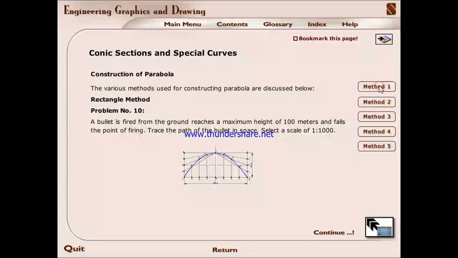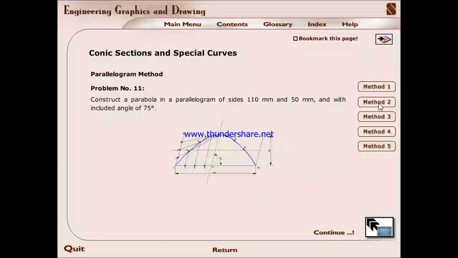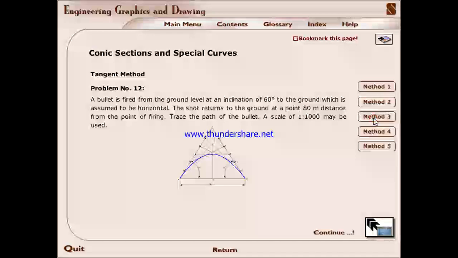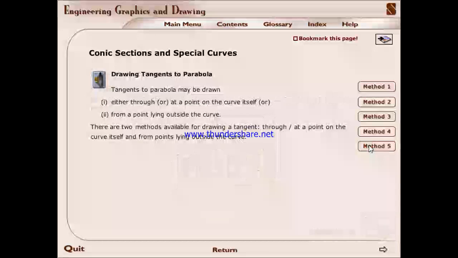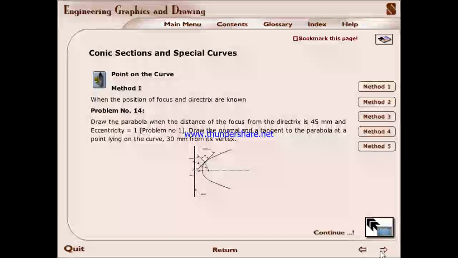This is the first method, rectangle method, and the second one is parallelogram method, the third one is tangent method, the fourth one is double ordinate method, and the fifth one is drawing tangents to parabola. We will also see some examples.